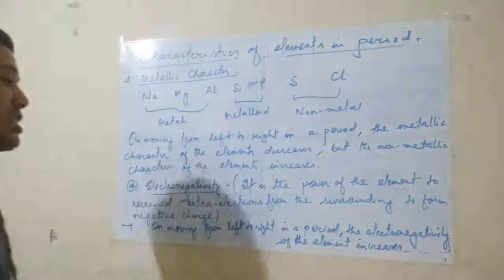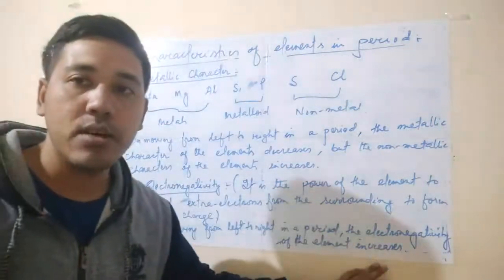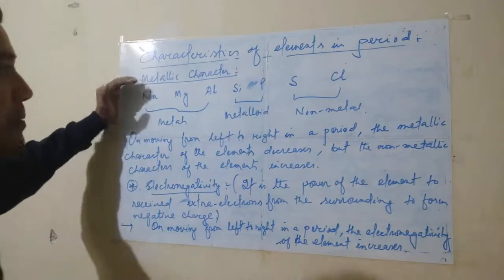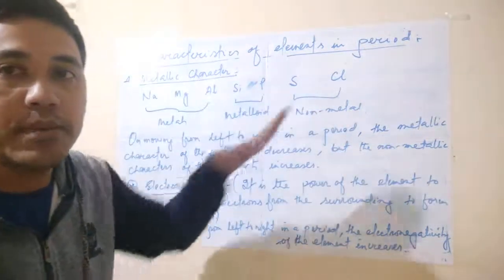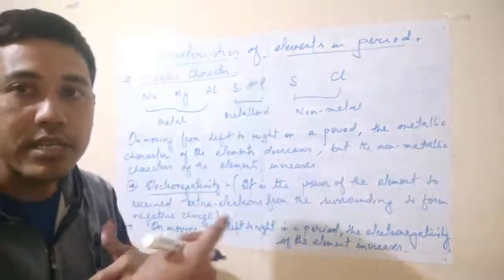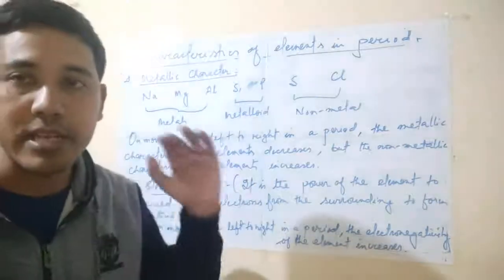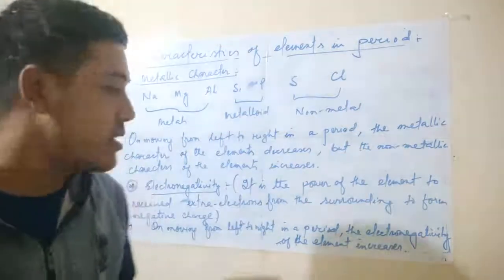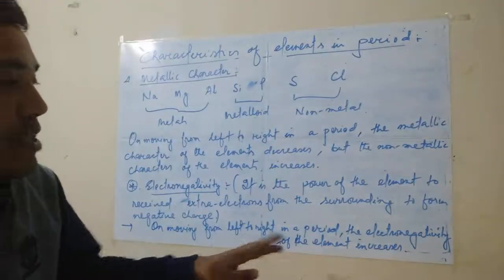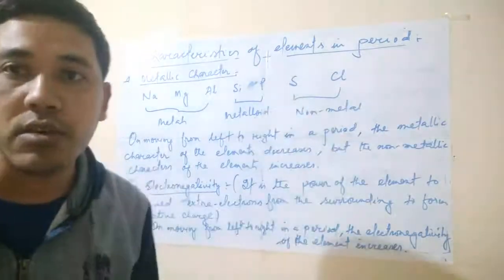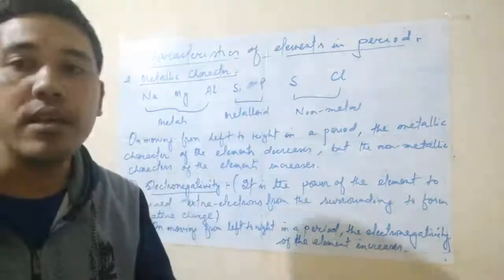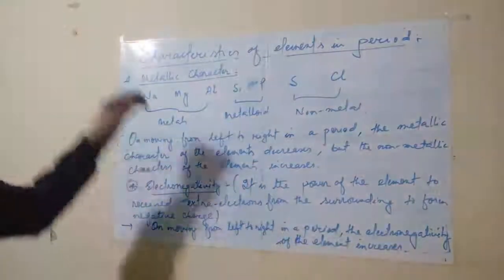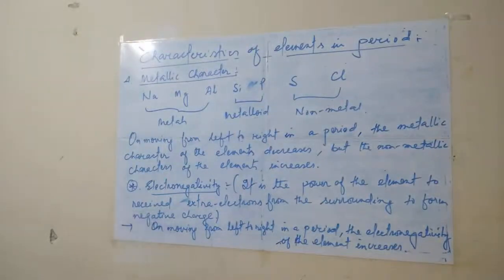Why am I writing this? Electronegativity of the element increases. Why? Because we already know that the metallic character of the element decreases, but the non-metallic character increases. Due to the increase of non-metallic properties moving from left to right, we can say that the electronegativity of the element will also increase in a period of the modern periodic table. Right, this is the important part. Okay, please copy down.